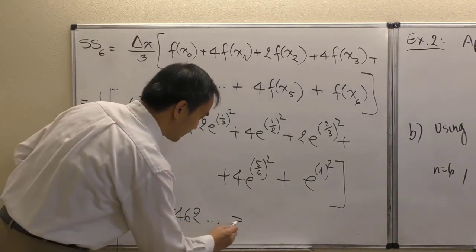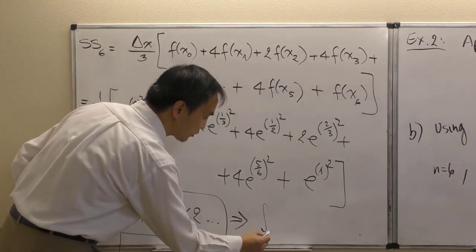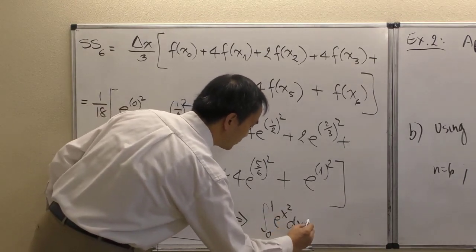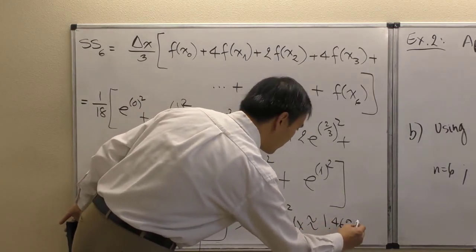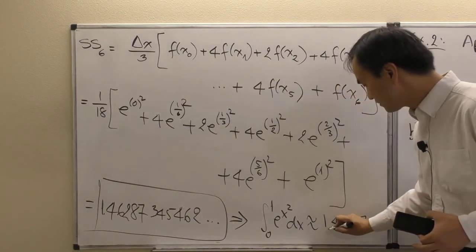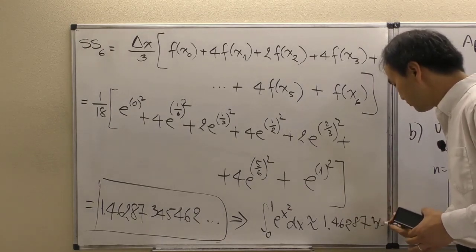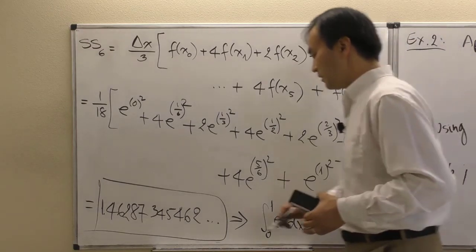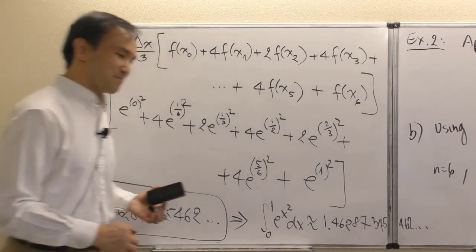Or in other words, that's our answer for S6, but that means the definite integral from 0 to 1 of our function e to the x dx will approximately equal 1.46287345462, and a lot longer. All right, so that's what it means by doing any of these approximation methods.